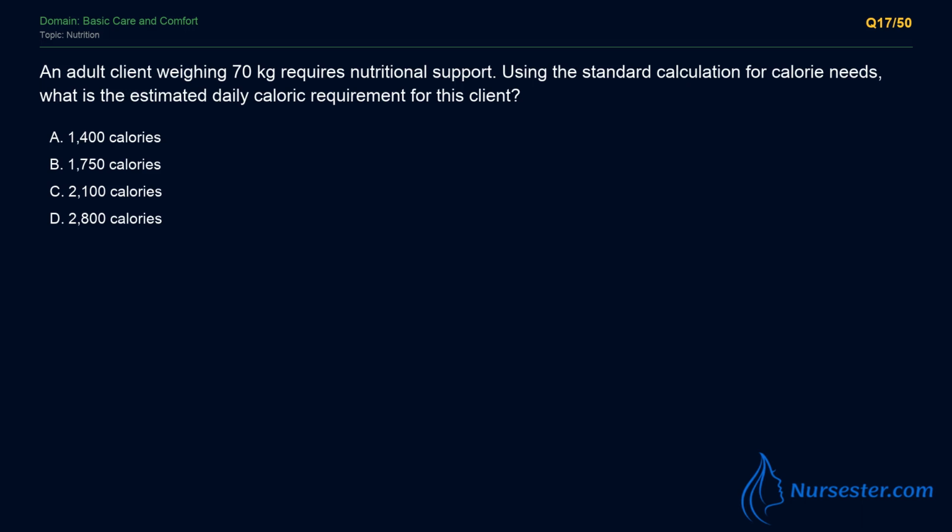Question 17. An adult client weighing 70 kilograms requires nutritional support. Using the standard calculation for calorie needs, what is the estimated daily caloric requirement for this client? Option A, 1,400 calories. Option B, 1,750 calories. Option C, 2,100 calories. Option D, 2,800 calories.